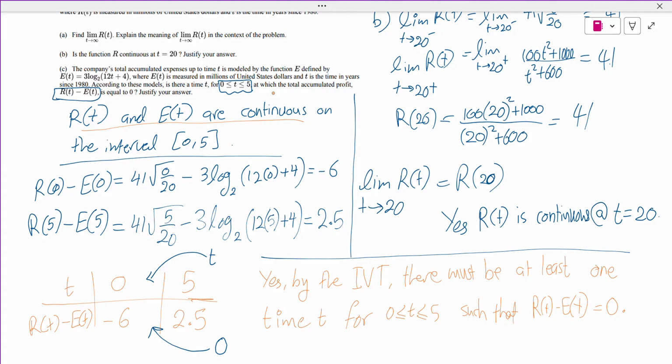So now let me look at the answer key for this question. Part A has 2 points, finding the limit as t approaches infinity and the meaning in the context of the problem. Part B is 3 points for the limit from the left, limit from the right, and the answer with justification, that means saying that R is continuous at t equals 20, sorry. And part C is 2 points also. So 1 point is for referring to the intermediate value theorem, and the other point is given for the justification with the calculation we did. Good luck.